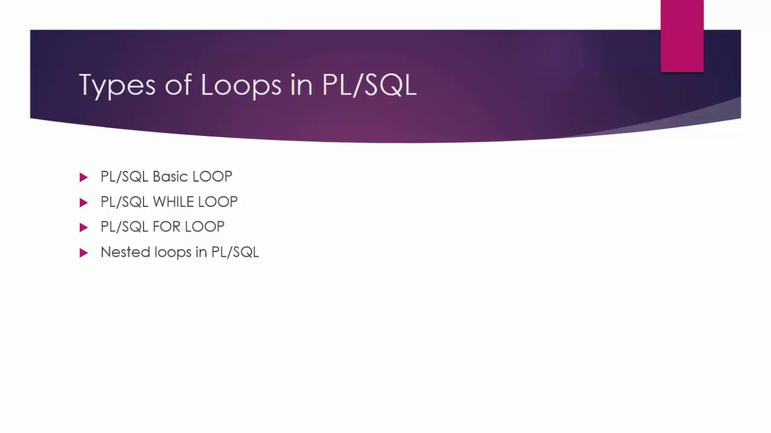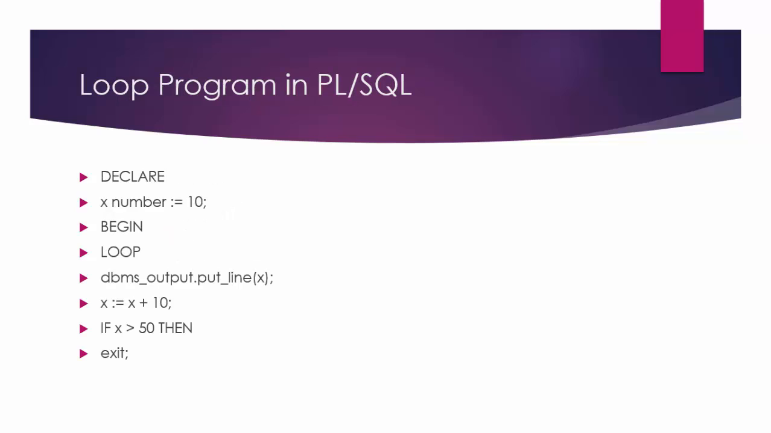There are four basic types of loops in PLSQL: the basic loop, while loop, for loop, and obviously the nested loops, which means a loop inside some other loop.